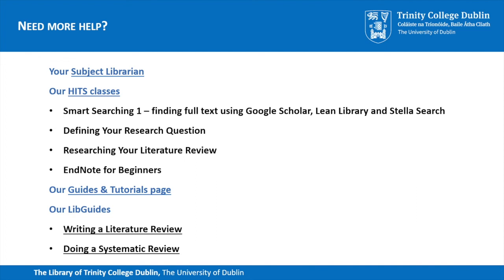Our guides and tutorials page also has lots of useful information. It links to our guides on how to perform a literature review and how to perform a systematic review, which is different from searching systematically, although uses some of the same techniques. So those LibGuides specifically are writing a literature review and doing a systematic review. And again, you can look at them even if you aren't doing a systematic review. There may be some useful information there.